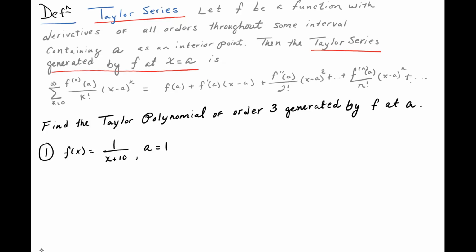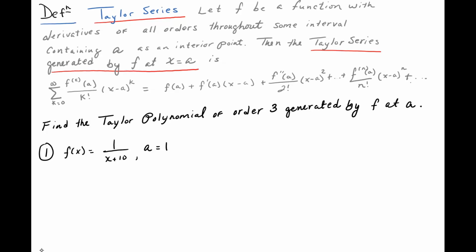It says, let f be a function with derivatives of all orders throughout some interval containing a as an interior point. Then the Taylor series generated by f at x equals a is equivalent to the sum from k equals 0 to infinity of f to the k, and it's really not the power so much as it means the order of the derivative, of a, over k factorial, times x minus a to the power k. Now, that may look very fancy, but it's actually really, really simple.